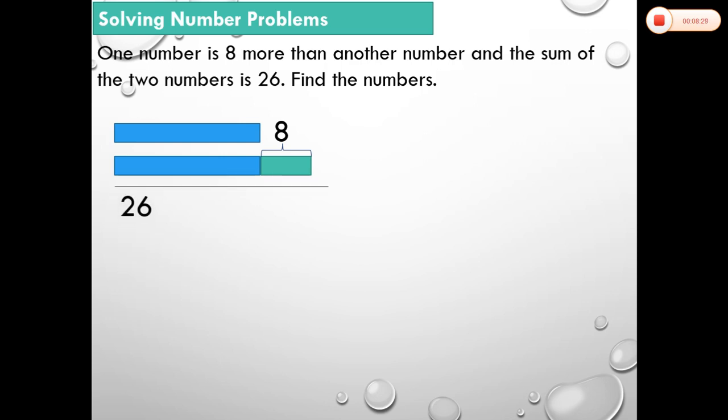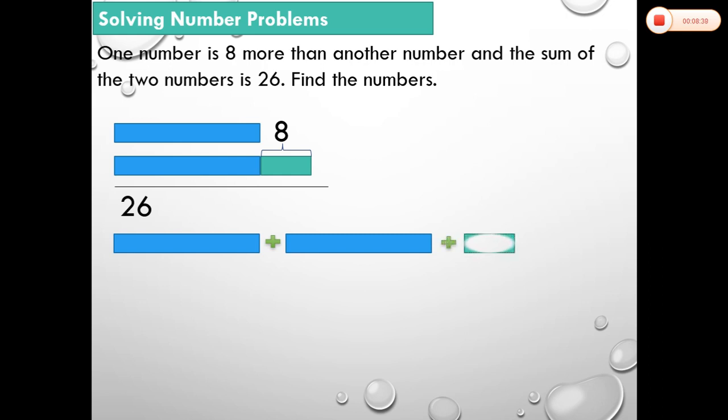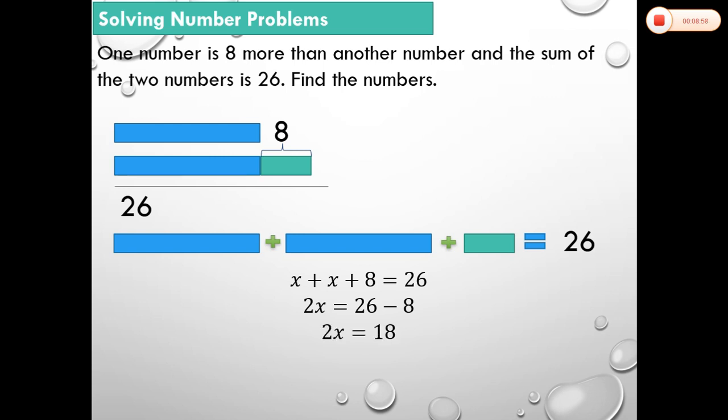The sum of the two numbers is 26. So the blue rectangle plus the blue rectangle plus the green rectangle must sum up to 26. The equation we have is x plus x plus 8 is equal to 26. 2x is equal to 26 minus 8, which gives us 2x is equal to 18. x is equal to 9. Hence, the two numbers are 9 and 17.